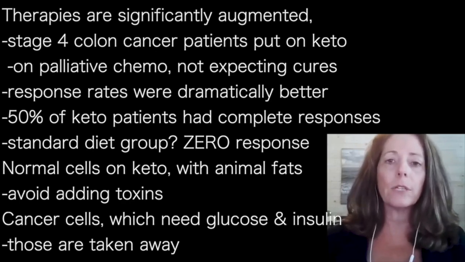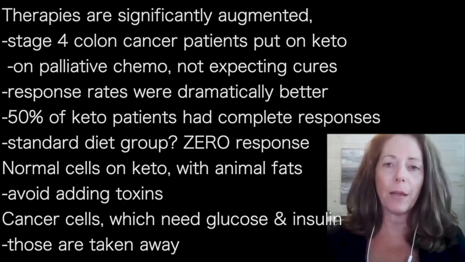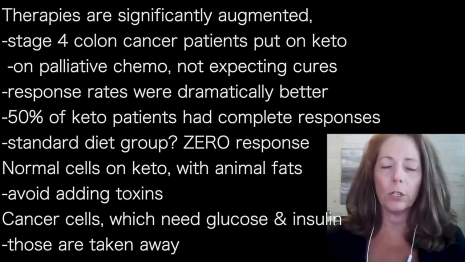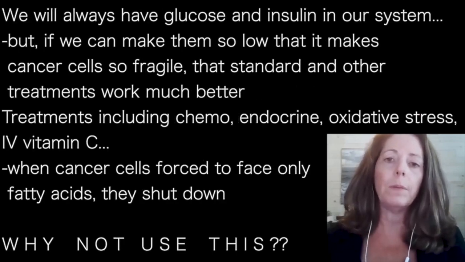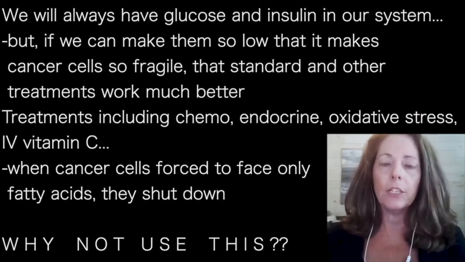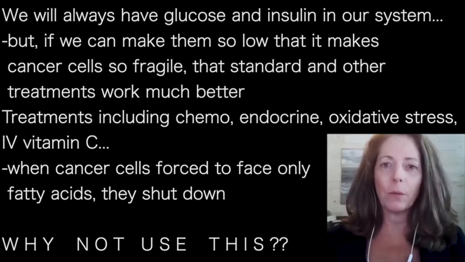And because those cancer cells have damaged mitochondria and they need more glucose, they need that insulin signaling for growth, we're taking that away, or we're keeping it extremely limited. So now we're taking away, and we will always have glucose in our system and we will always have insulin. So when we say we're starving cancer, we can't shut it off completely. We need it to live.